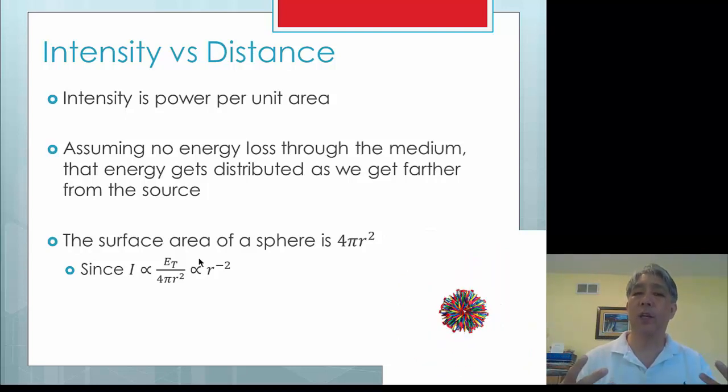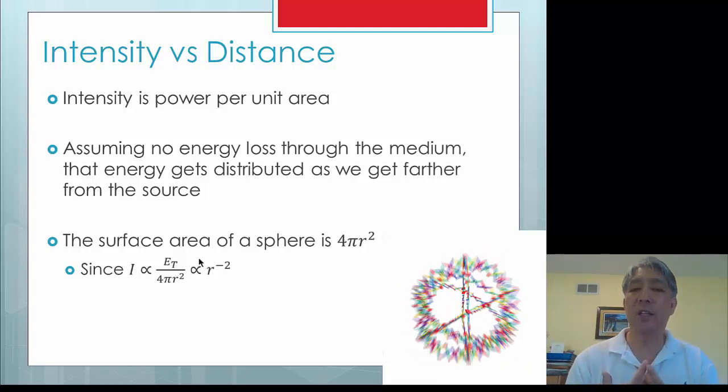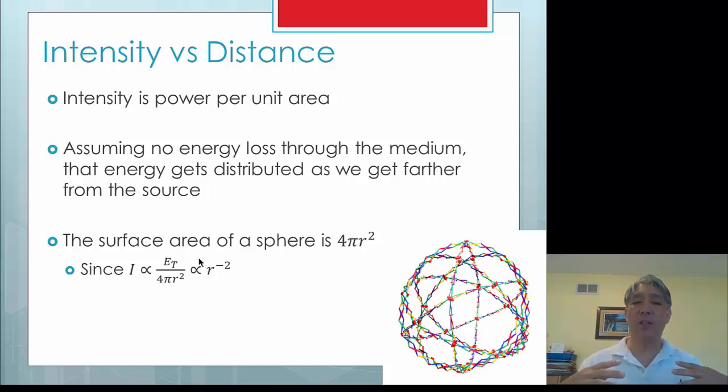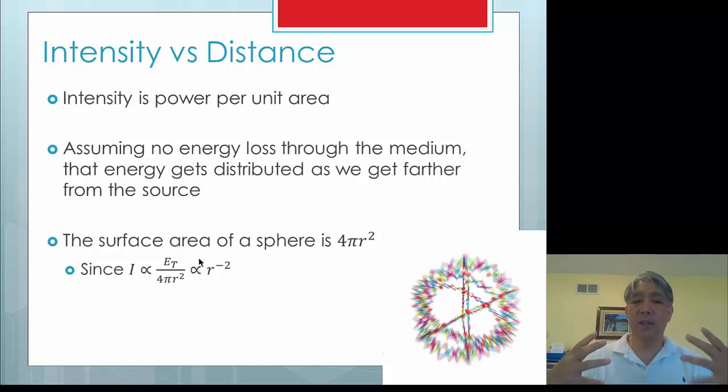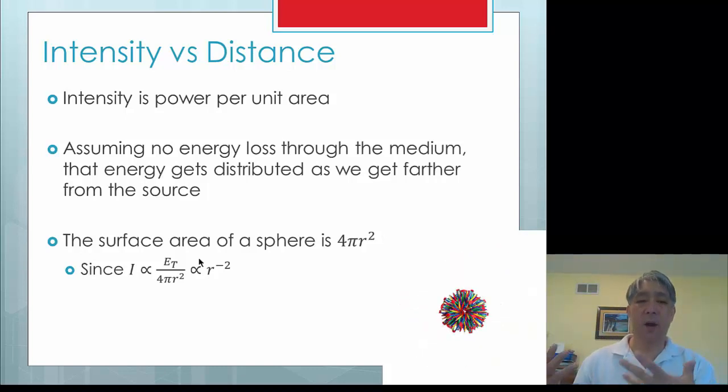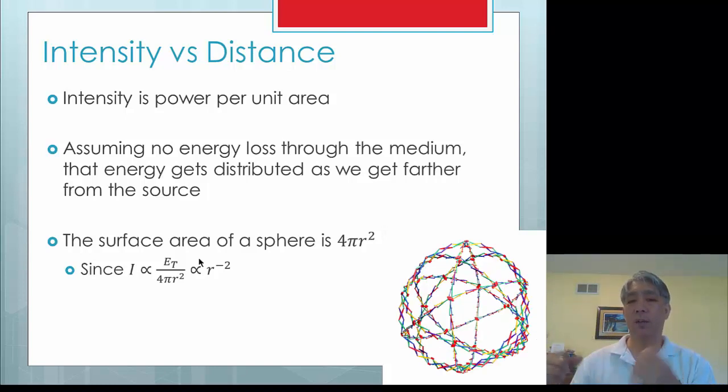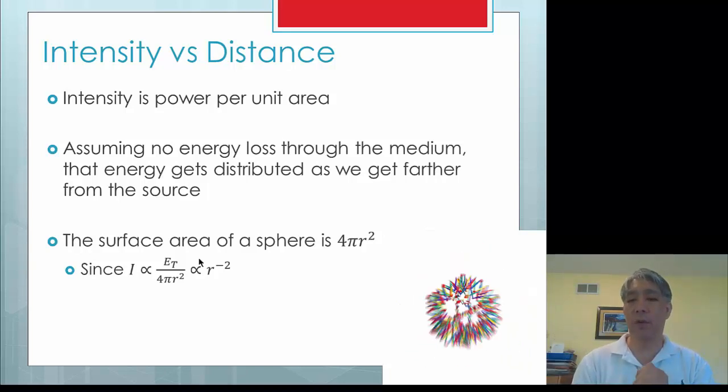In terms of distance, intensity is the amount of power per unit area. So assuming I don't lose any energy through the medium, that energy is going to get distributed over a greater area as we get farther from the source. The surface area of a sphere is 4 pi r squared. Since intensity is power over area, intensity is inversely proportional to the square of the distance. So if you're ever in a concert and the noise is too loud close to the speakers, move farther away and that intensity will drop off reasonably quickly.